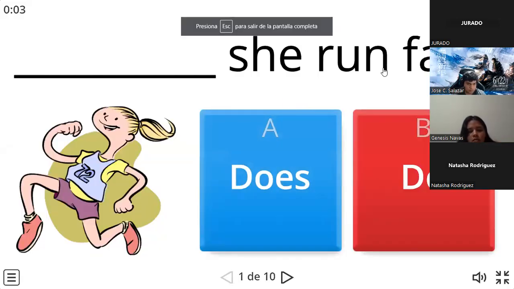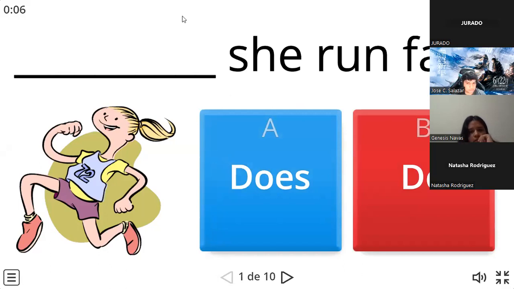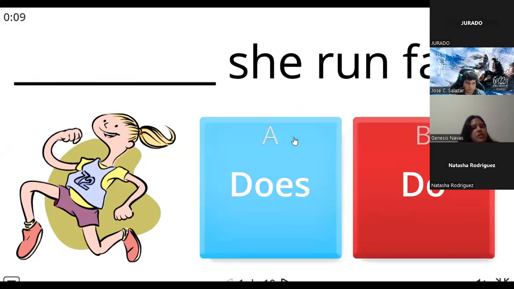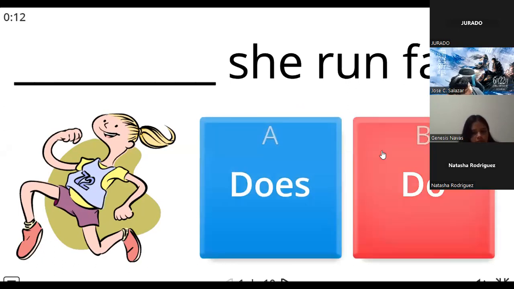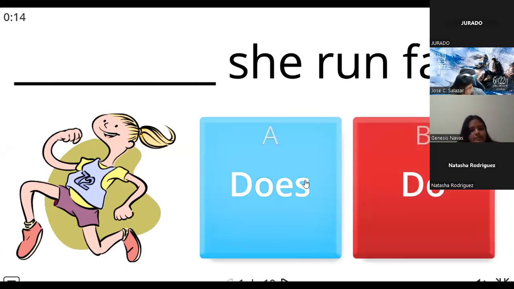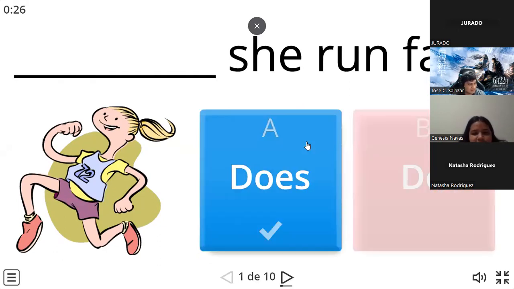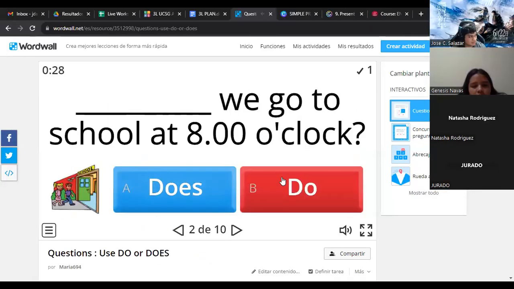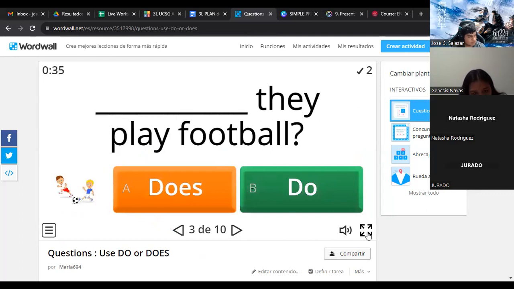And we are going to play this game. You will have to choose either do or does based on the question. For example, this number 1, she run fast. Is it does she run fast or do she run fast? Genesis? Does. Does, yeah. Yeah, leo los labios, but you need to say it. Does she run fast? Very good. Now, this way, you will have to do the rest of the questions, okay? So this is very easy. So we're going to have 3 minutes, and then we'll check.